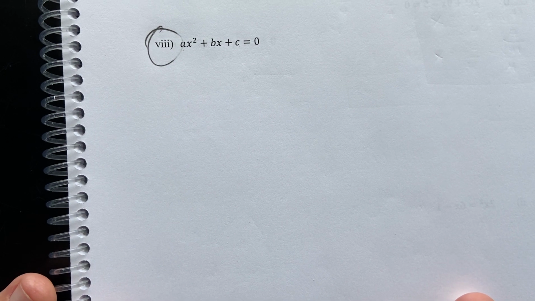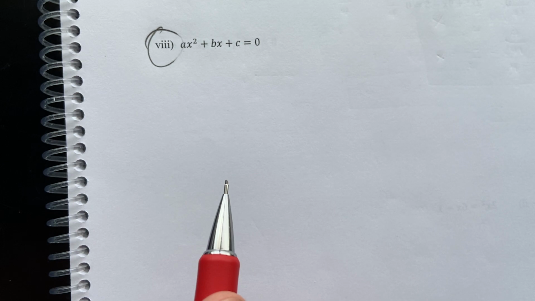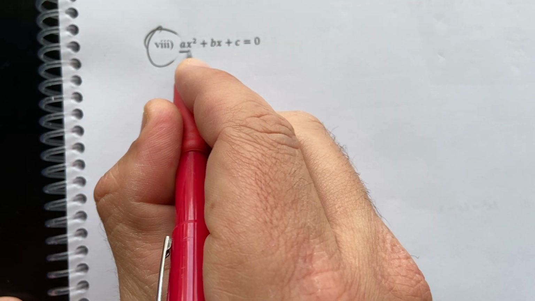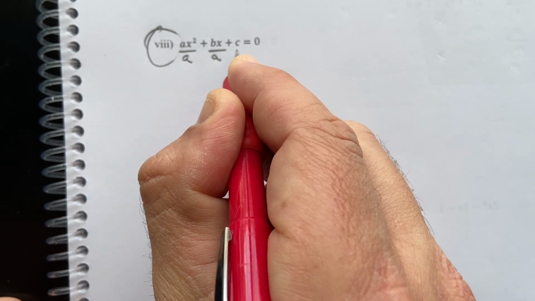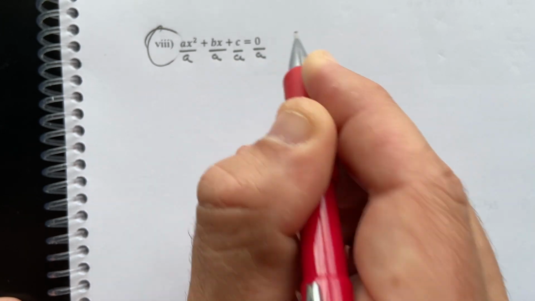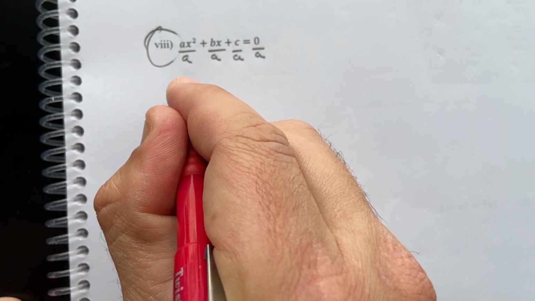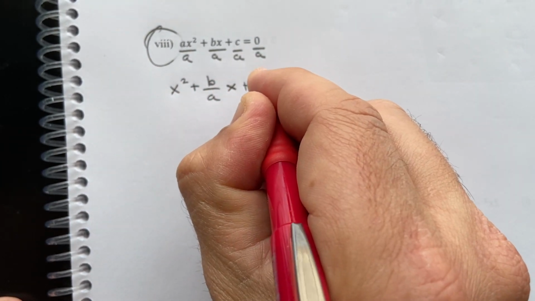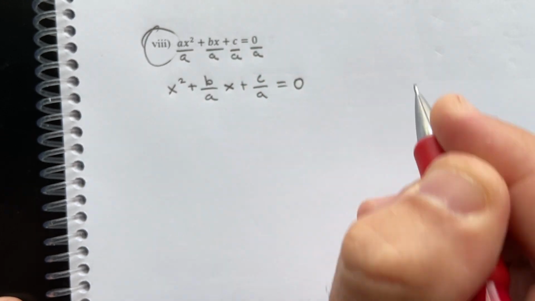So let's say I just use the same approach, right? I want to develop an x squared plus bx. So I need to divide everything by a first. Okay, so I'll have x squared plus b over a x plus c over a equals 0.